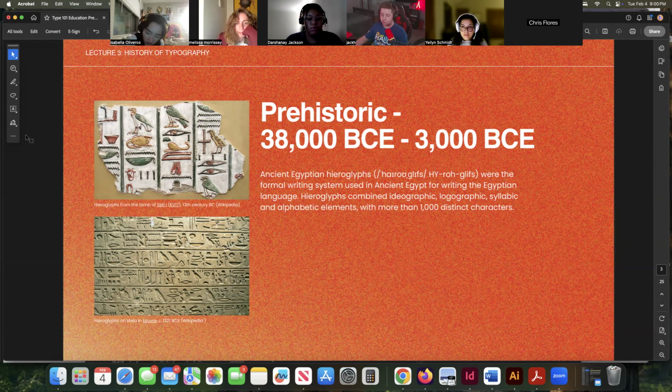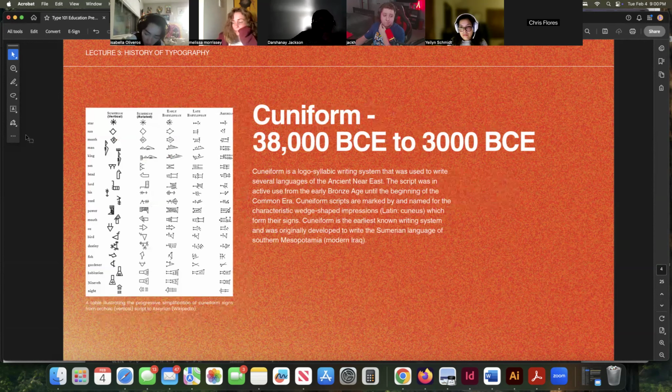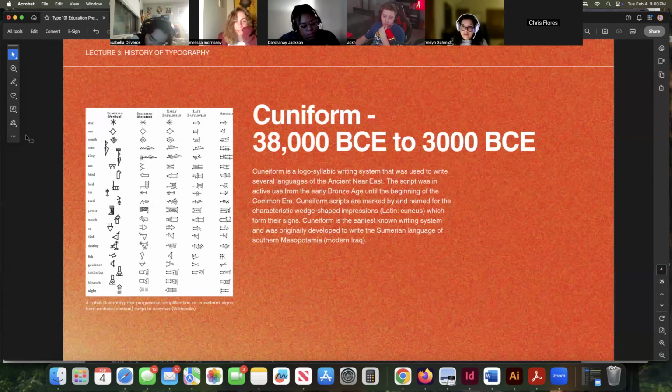Hieroglyphics from the Egyptians, and then we went into cuneiform. I don't know if you all are familiar with cuneiform. It was pretty much it until the Romans era. Cuneiform is a logo-syllabic writing system that was used to write several languages of the ancient Near East. The script was in active use from the early Bronze Age until the beginning of the Common Era.